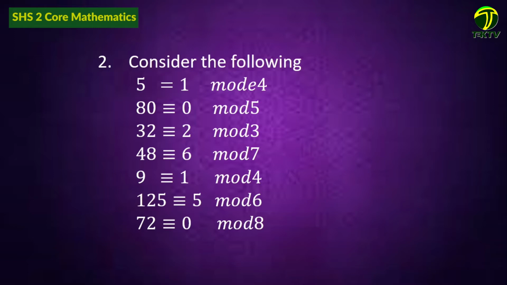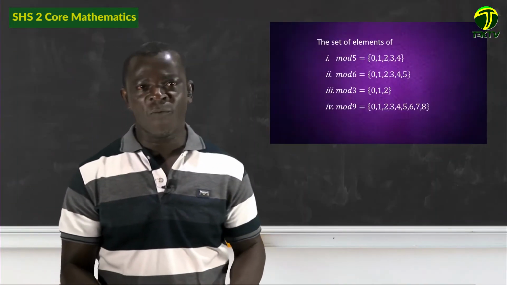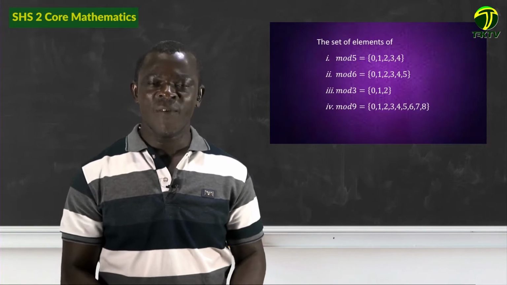Let's look at 9 in mod 4. 4 goes into 9 twice, remaining 1. So in this case, 9 in mod 4 is 1. 125 in mod 6 equals 5. You can check that one on your own. 72 in mod 8 is also 0. Confirm that one. Now let's look at the set of elements for a particular mod.